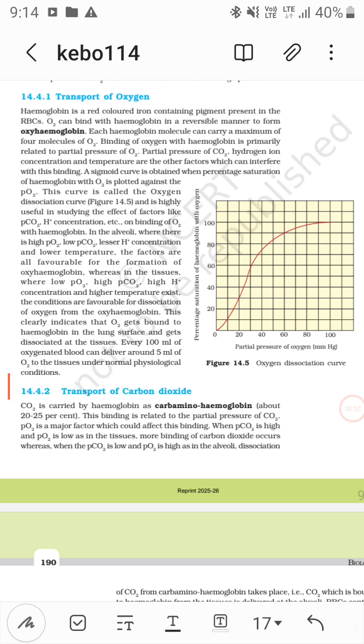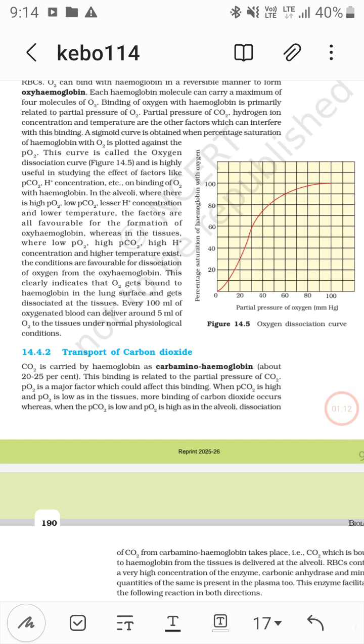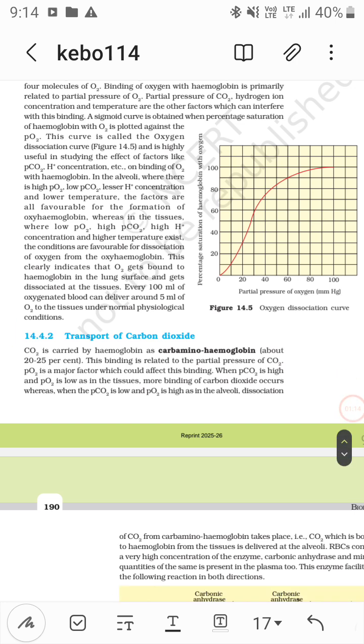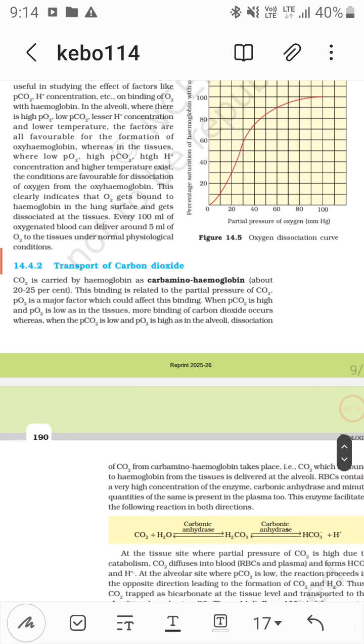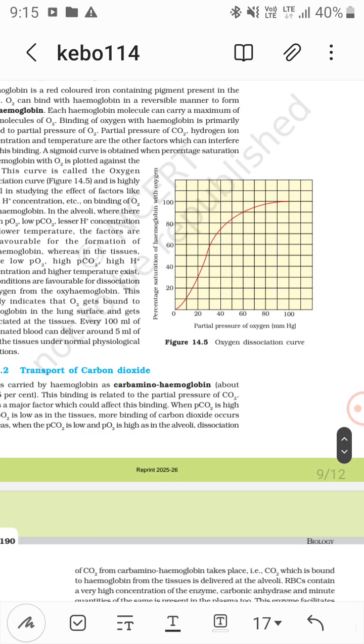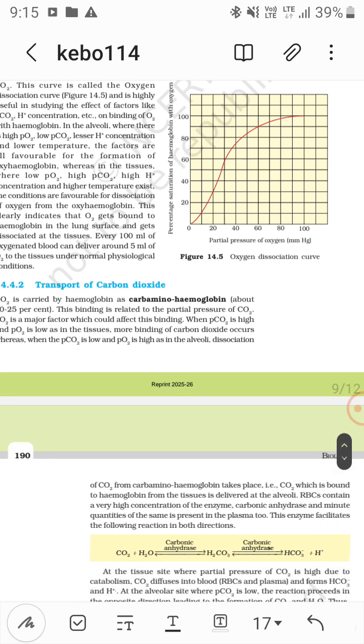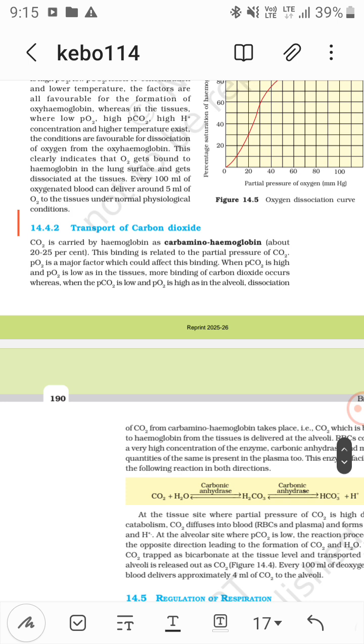So in tissues, where partial pressure of O2 is low, and there is high PCO2, high H+ concentration and higher temperature, the conditions are favorable for dissociation of oxygen from the oxyhemoglobin. So every 100 ml of oxygenated blood can deliver around 5 ml of oxygen to the tissues under normal physiological conditions. You can see the percentage saturation of hemoglobin with oxygen against partial pressure of oxygen. That is the oxygen dissociation curve.